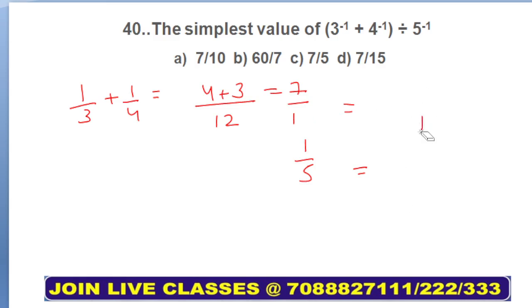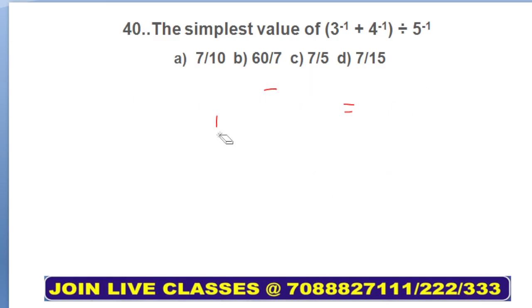Let me solve it once again. Option nahi aa raha na mera, to kuch mistake hi hai. That means there is something wrong in the question. This is 3 to the power minus 1 plus 4 to the power minus 1 whole power minus 1. Yahan pe inki bhi whole power minus 1 hai. Just make the question correct. The simplest value of 3 to the power minus 1 plus 4 to the power minus 1 whole power minus 1, then divide by 5 to the power minus 1. Okay. Now let me solve it here.